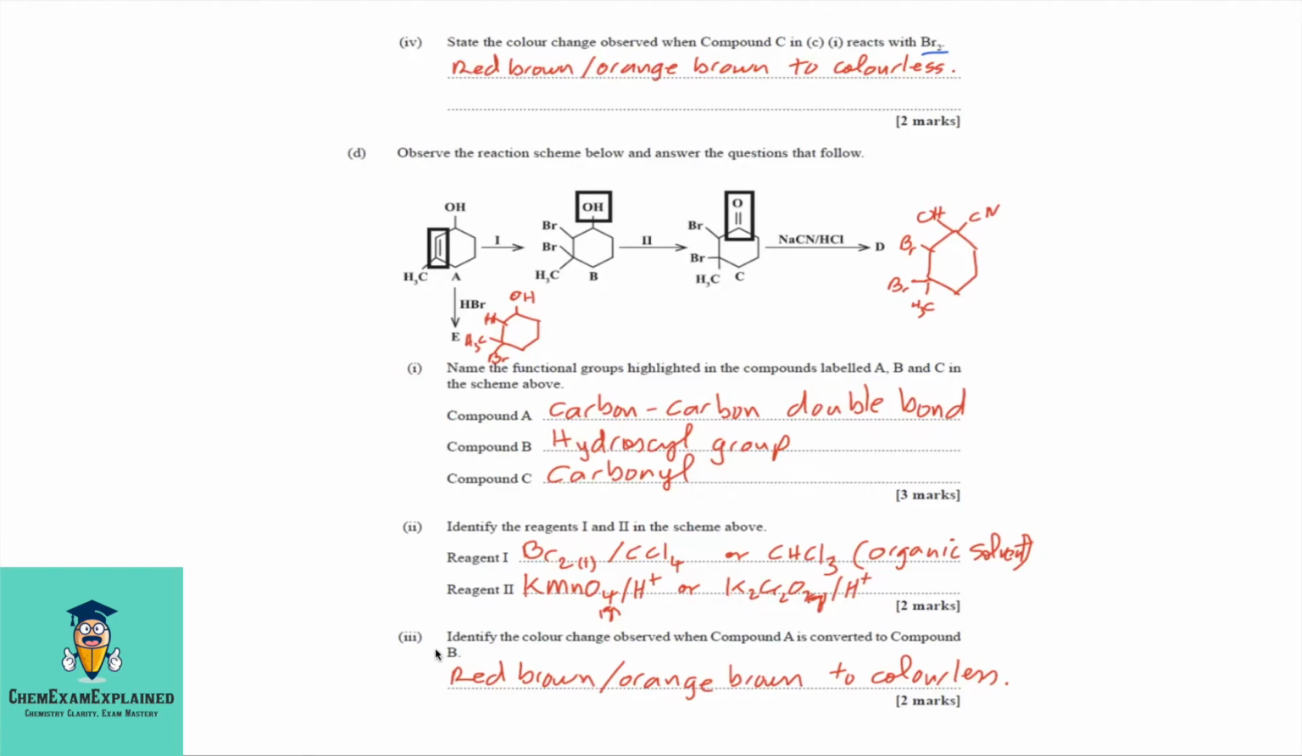Part 3, identify the color change observed when compound A is converted to compound B. So the color change, of course, you saw earlier that when you add bromine across a carbon-carbon double bond, you go from red-brown or orange-brown to colorless.